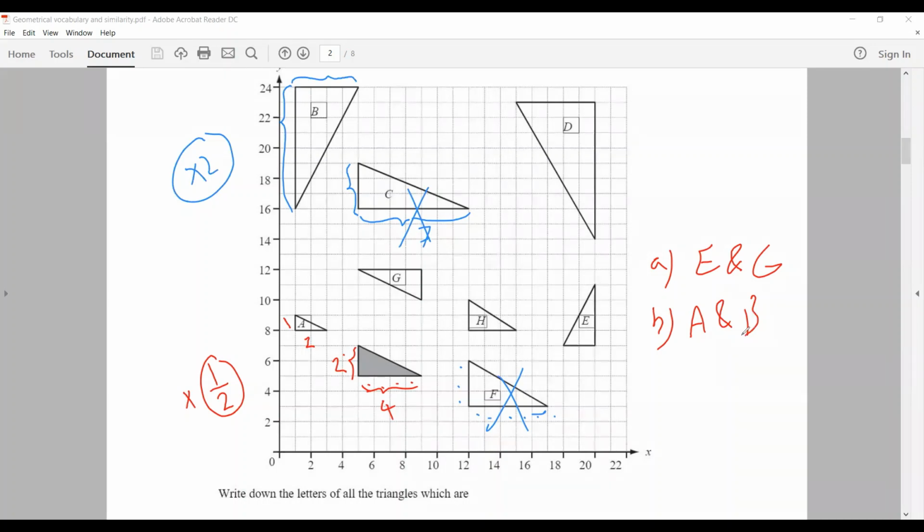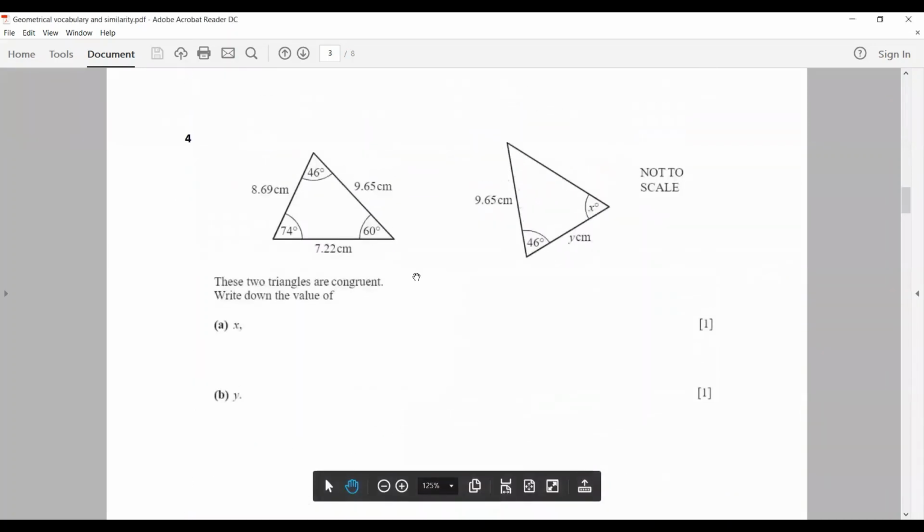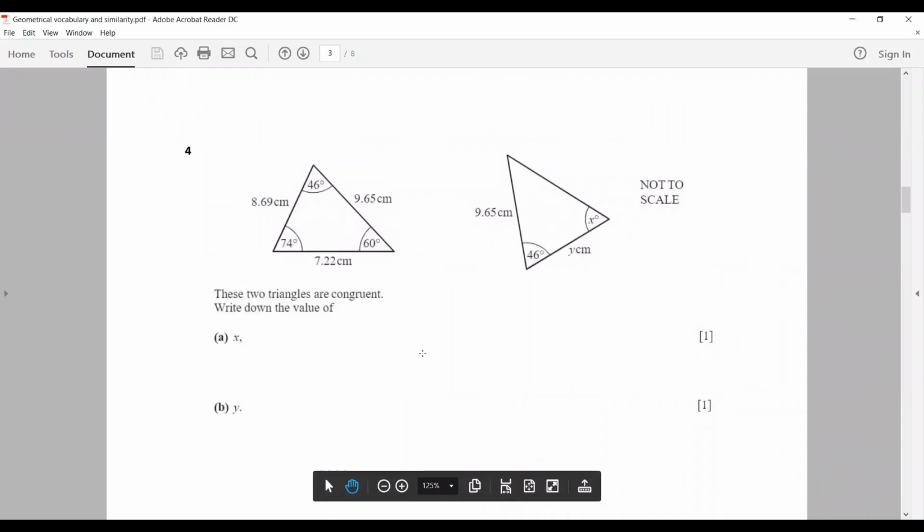Moving on to question number 4. Guys, for each question, I strongly suggest you pause the video and answer it yourself. Then you can check your answer with me. Okay, these two triangles are congruent. Write down the value of x. If they're congruent, that means they're exactly identical.